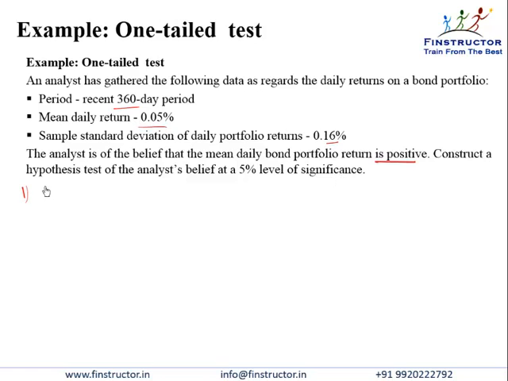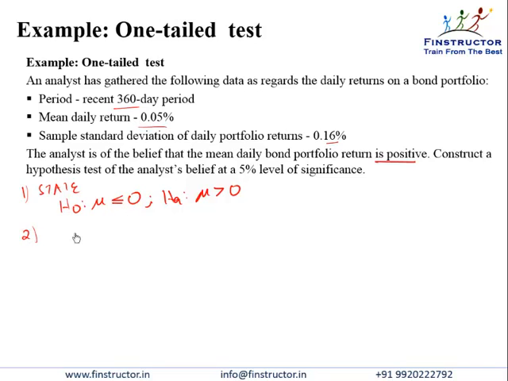Step 1 is to state the hypothesis. So the null hypothesis is that the mean is less than or equal to 0. This is the statement that the researcher wants to reject. The alternative hypothesis hence would be that the mean is greater than 0, or the return is positive. This is what will be implied if we have significant evidence to reject the null.